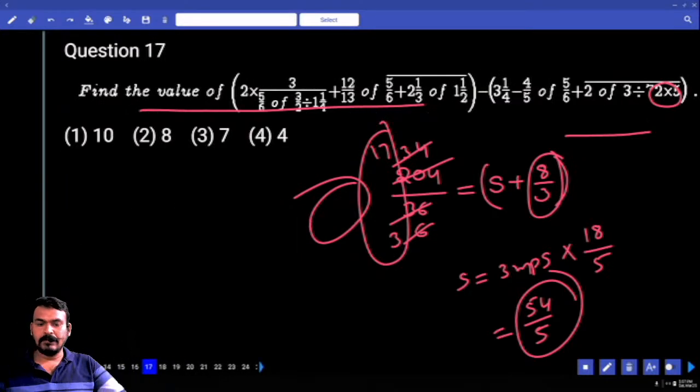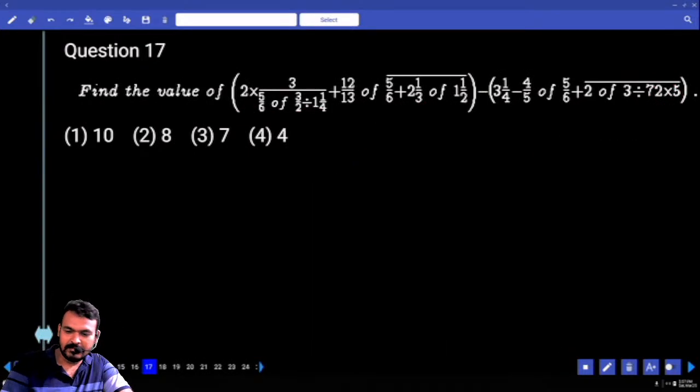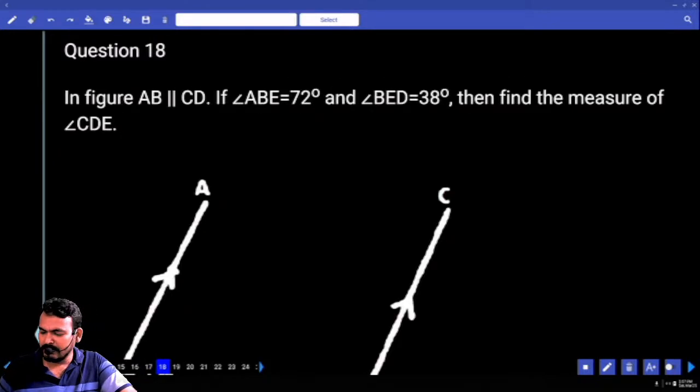Next question number 17. Can I skip the question? Shall we talk about simplification? Next question number 18.